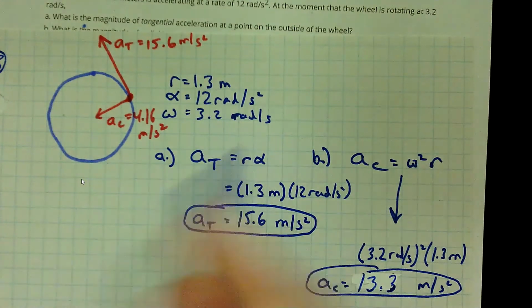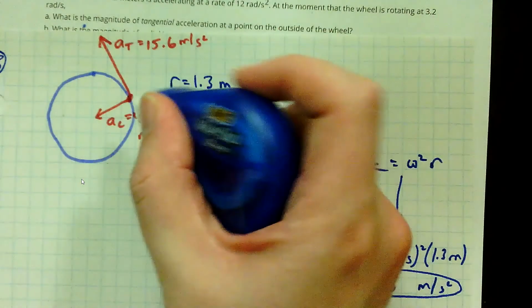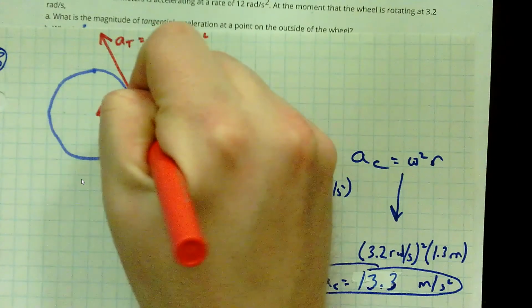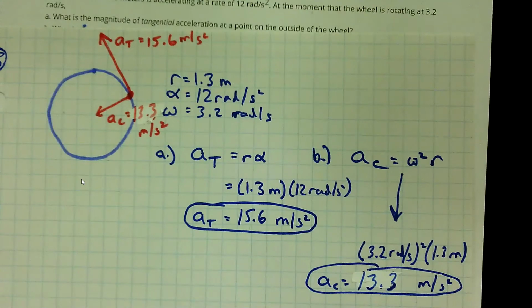So that makes my drawing no longer to scale, but that's okay. You might know how we'd find the actual total acceleration of this. What'd you say, Becky? You can only add them if they're pointing the same way. Yes.